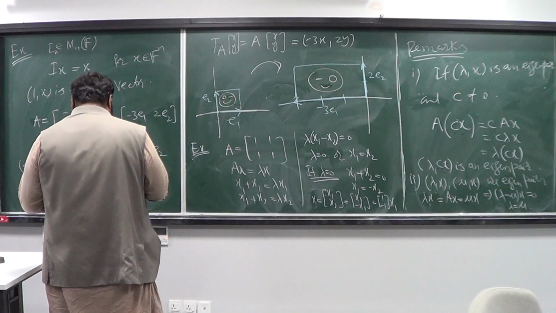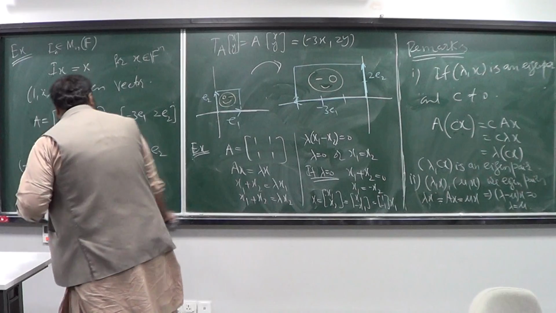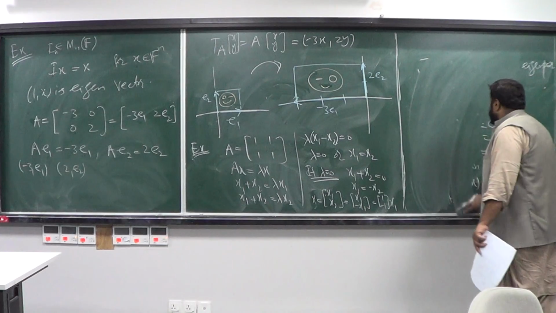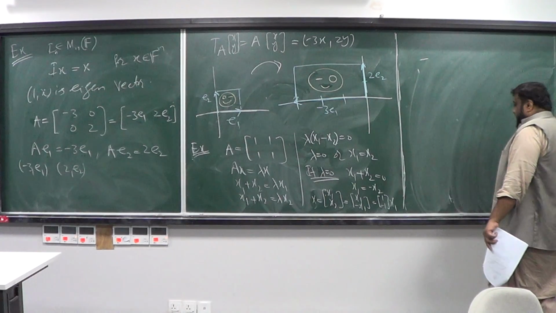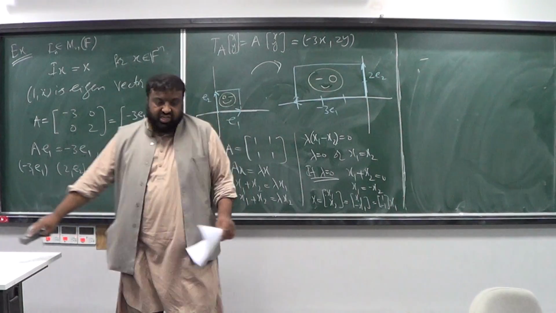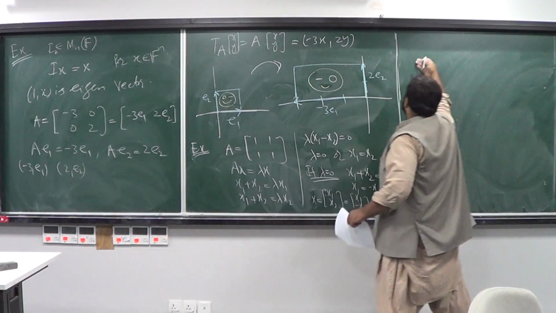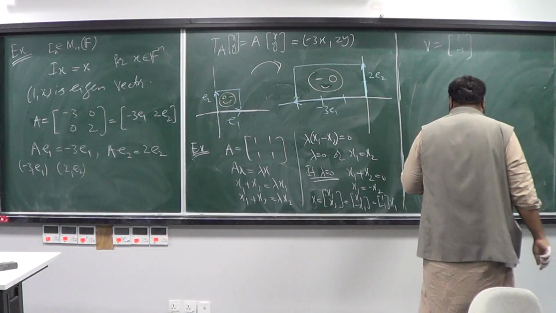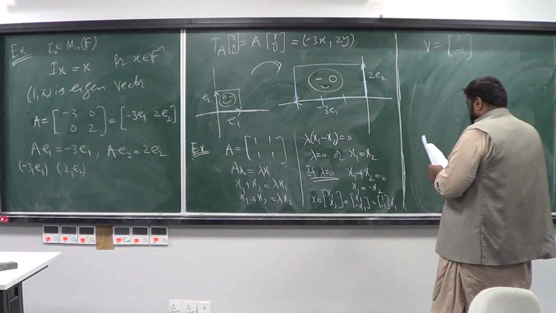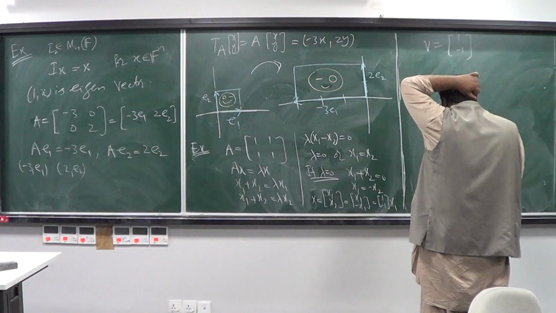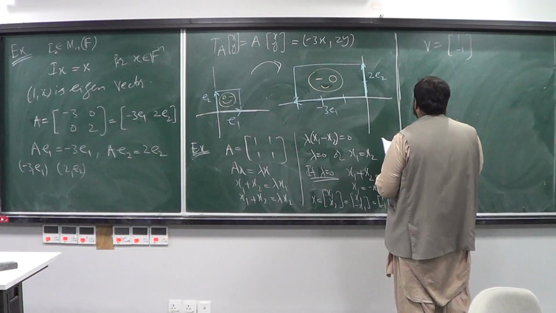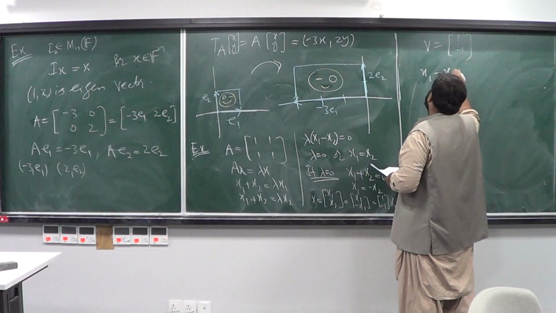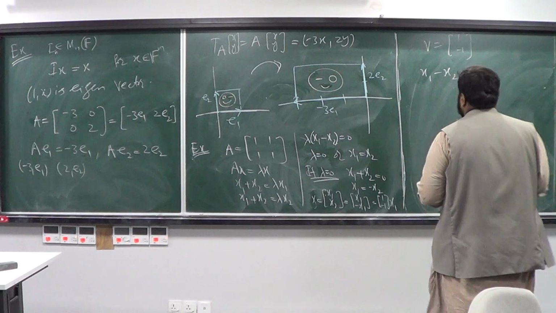So this is really the vector x. Corresponding to the condition lambda equal to 0, you get the vector (1, minus 1), or you can get (minus 1, 1), it doesn't matter. This is the eigenvector corresponding to lambda equal to 0. The other case is that x1 minus x2 equal to 0. This is the second case.